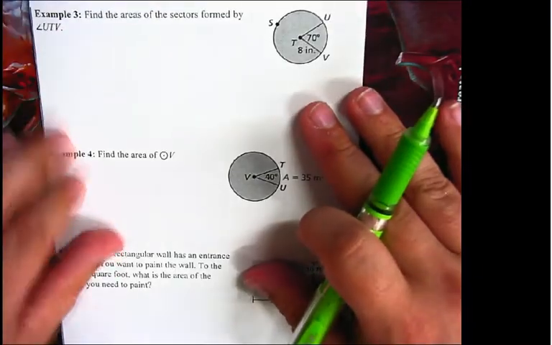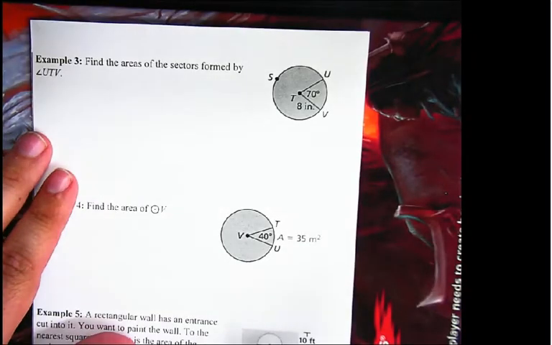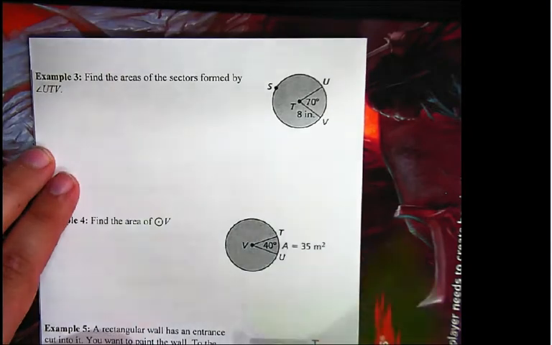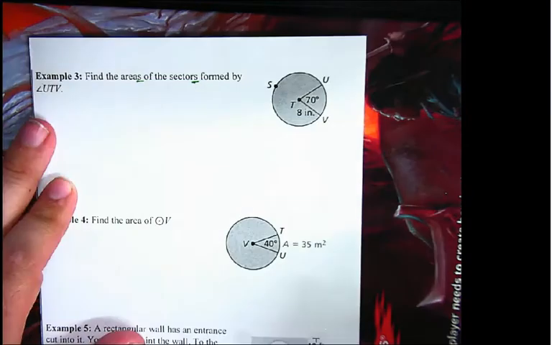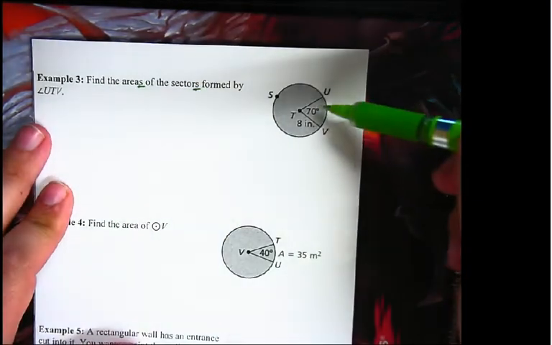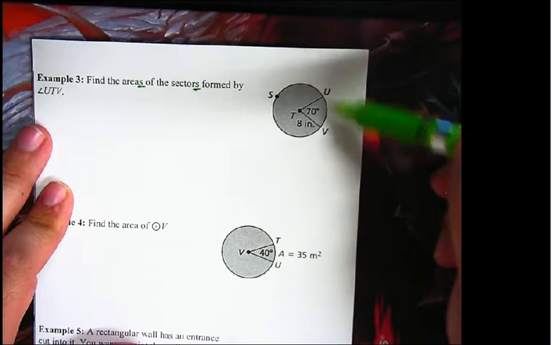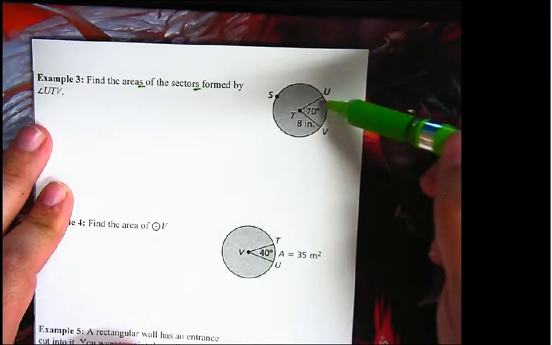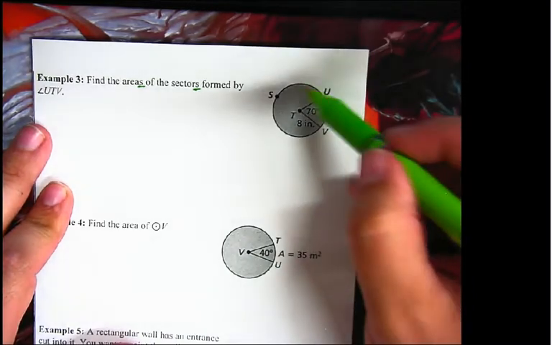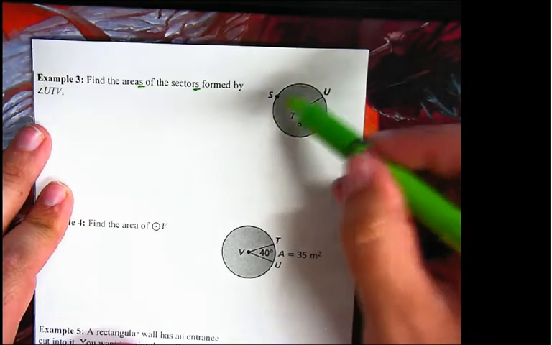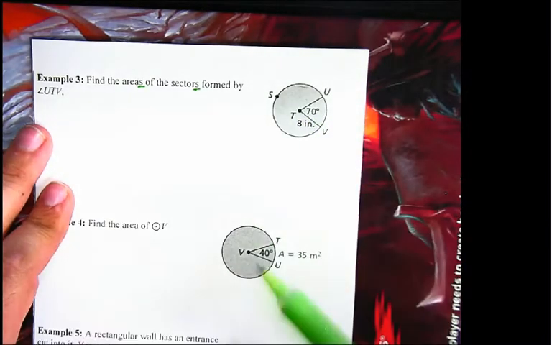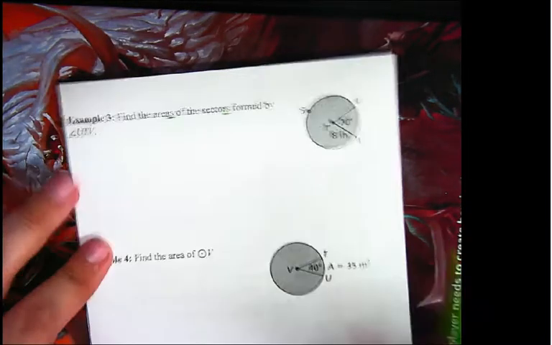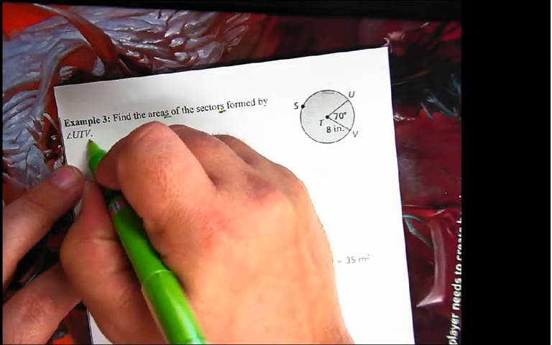All right, example number 3. Find the areas of the sectors formed by angle UTV. Notice, it says the areas, plural, of the sectors, plural. It wants us to find both of these sectors. We have the sector formed by the minor arc, UV, which is 70 degrees here. And then we also have the sector formed by the major arc, USV, right? So we have two different sectors here. We need to find the whole thing. So we'll start with a small sector because why not?